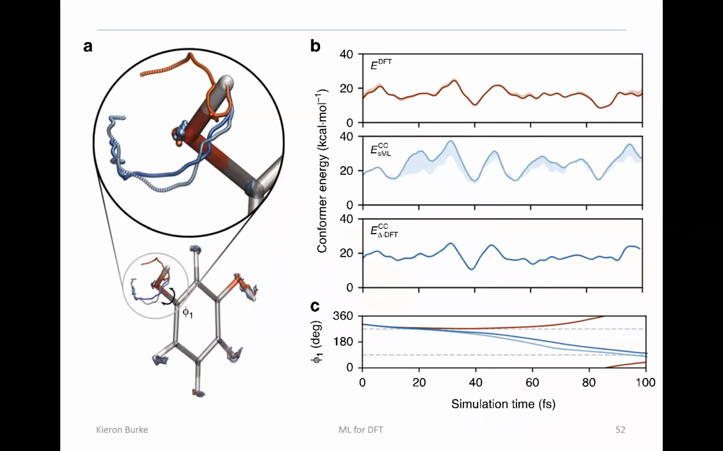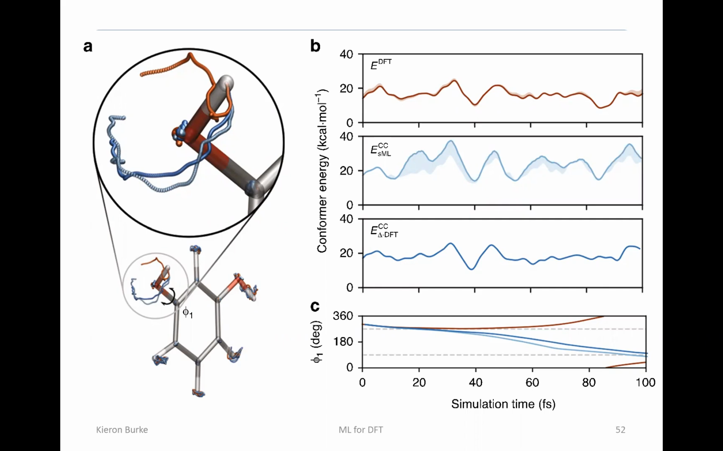And then when we run the simulation, we do the simulation having trained on the DFT, and the simulation having trained on the difference to get the coupled cluster result. And you see that in one case, the molecule rotates and goes over the barrier, and in the other case, it doesn't.